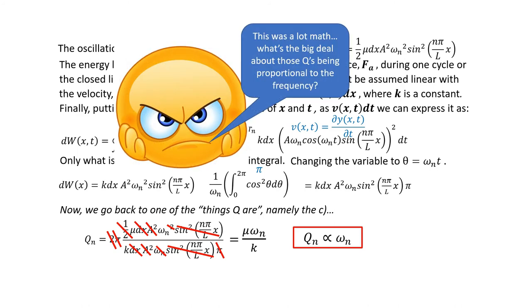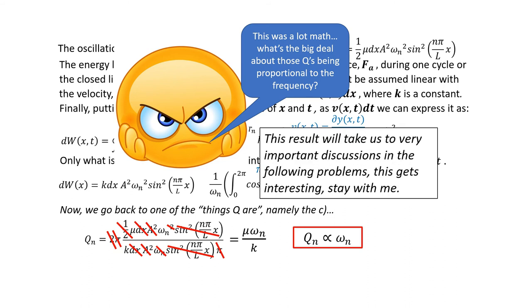This was a lot of math. What's the big deal about those Qs being proportional to the frequency? This result will take us to very important discussions in the following problems. This gets interesting. Stay with me.